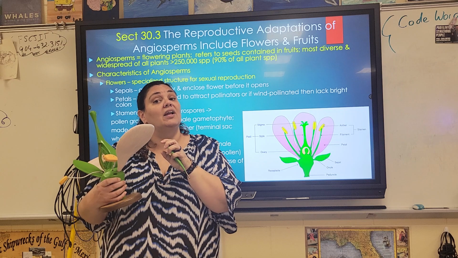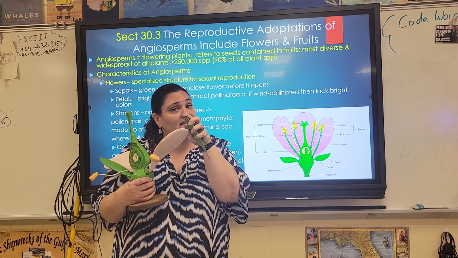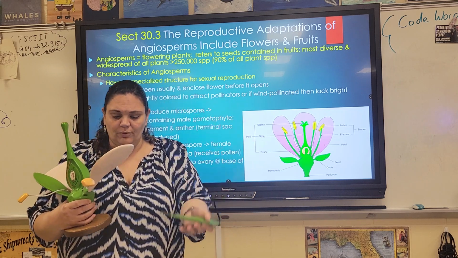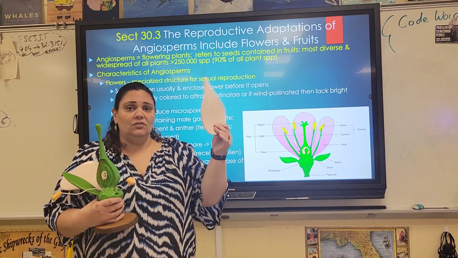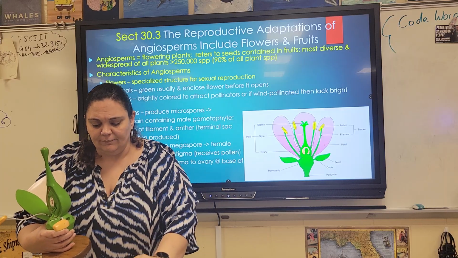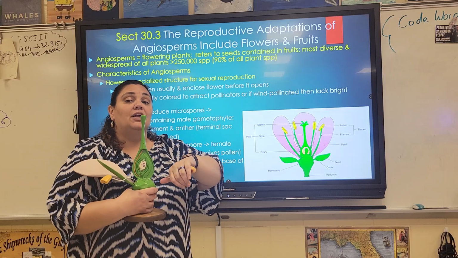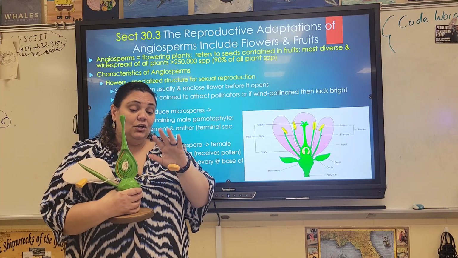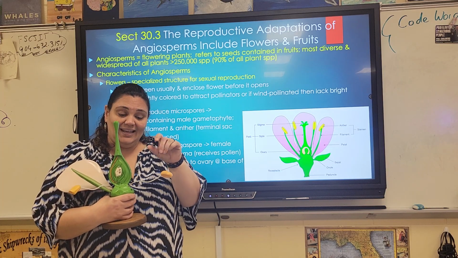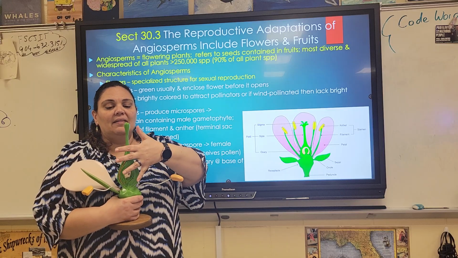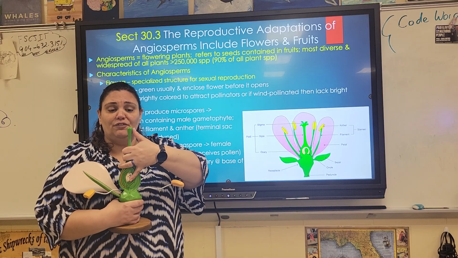So think of like a rose that hasn't opened yet. It's got those green leaves on the outside. When the rose opens, they turn brown. We've got the petals to look pretty, right? To attract the pollinators. Then you have the stamen. You know it's the male part because it's got the word men in it, stamen. And then you've got the carpel, and these are the female parts.